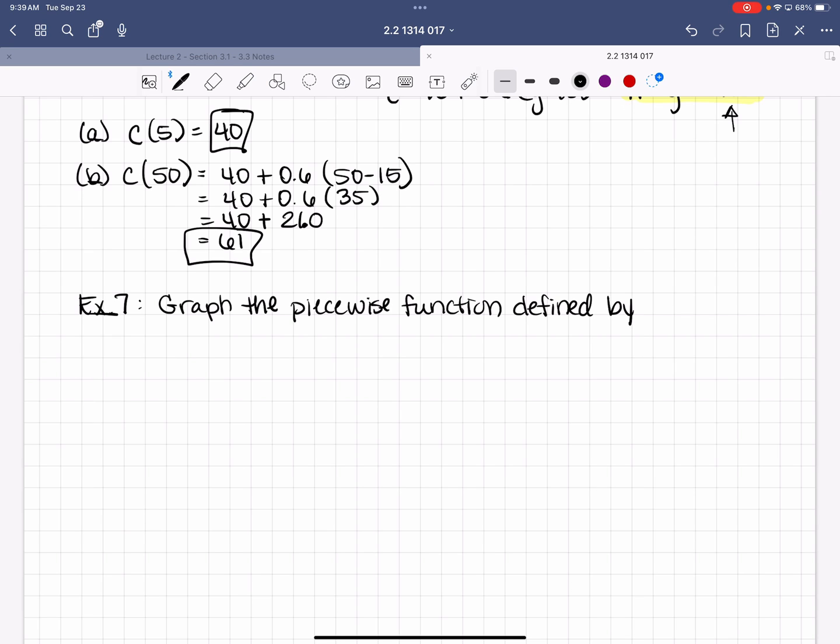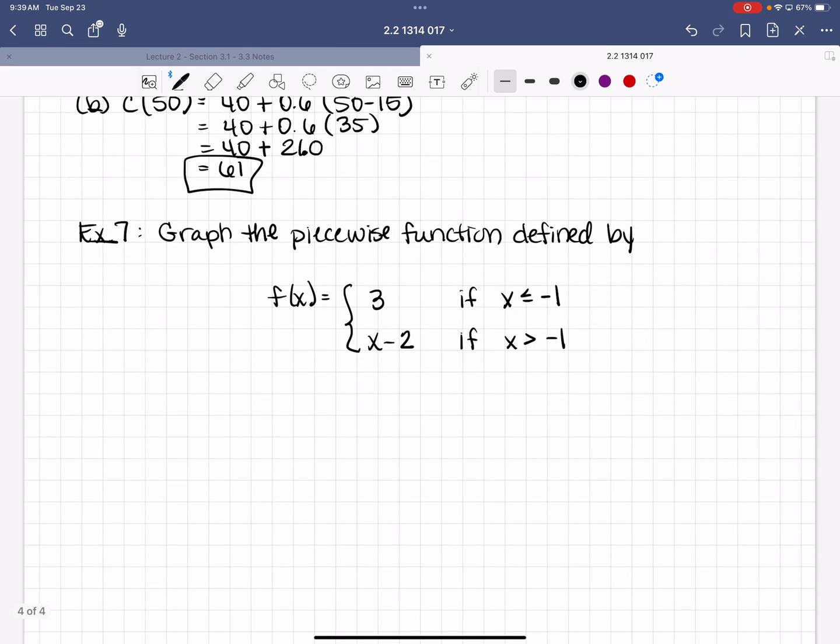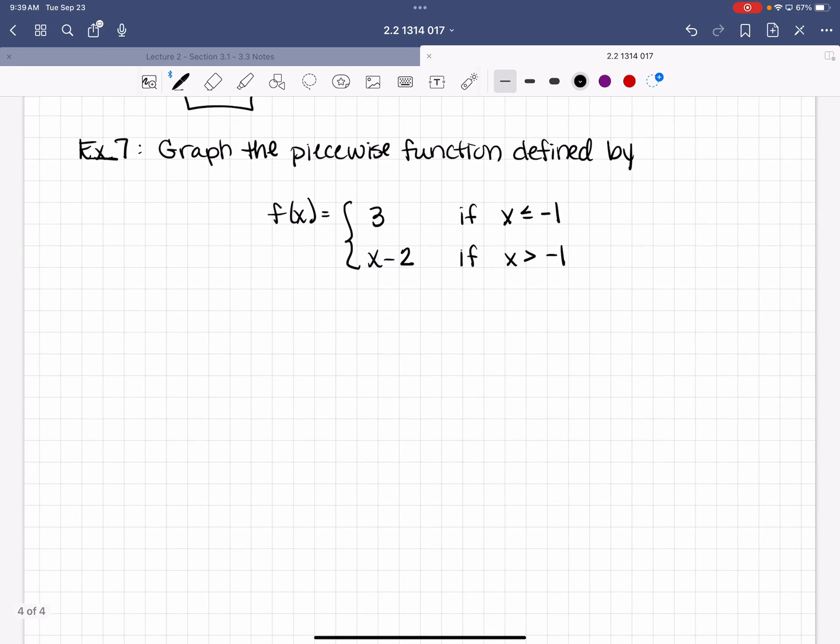Defined by f of x equals 3 if x is less than or equal to negative 1, and x minus 2 if x is greater than negative 1. Okay, so we want to graph that. All right, we can do that.